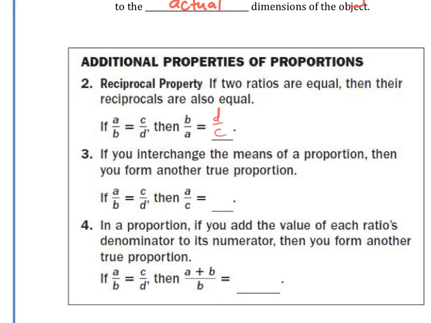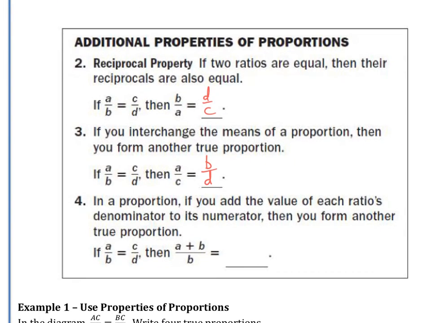If you interchange the means of a proportion, then you form another true proportion. So if A over B equals C over D, then A over C equals B over D. So you flip the means. So notice the means, again, are B and C. If you flip B and C, it's still going to be equal.